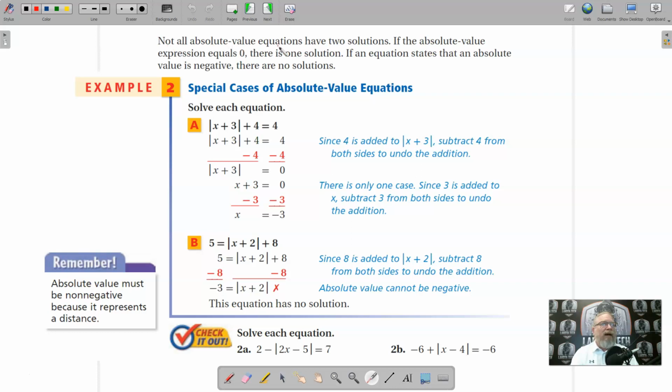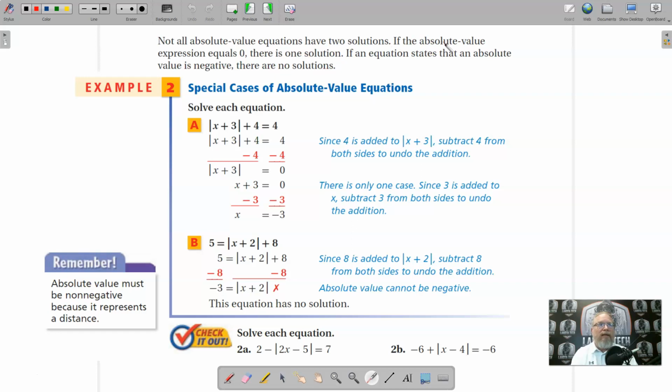Not all absolute value equations have two solutions. I referenced this whenever we started off on the first slide, that sometimes there could be no solution and other times there could be one solution. If the absolute value expression equals 0, there is one solution. If an equation states that an absolute value is negative, then there are no solutions.